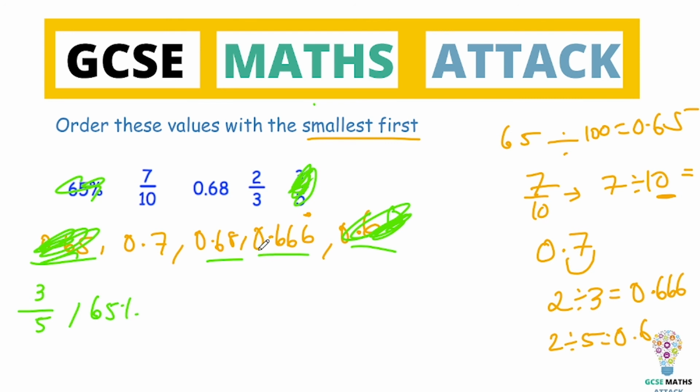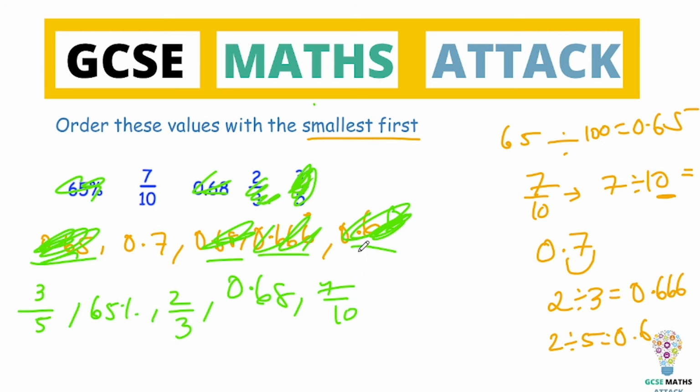The next one would be 2 over 3. The next one would be 0.68. And the next one will be 7 out of 10. So that is how you would order those numbers.